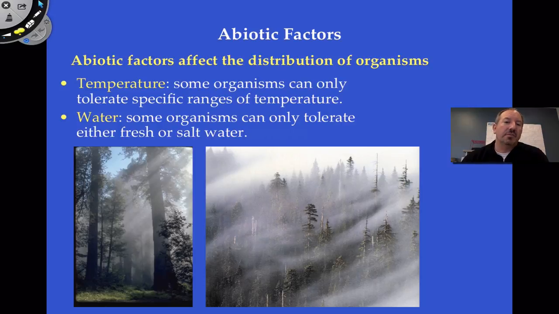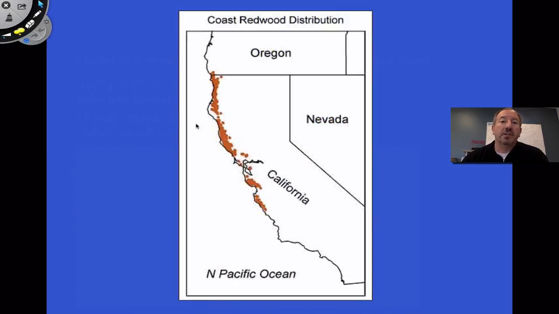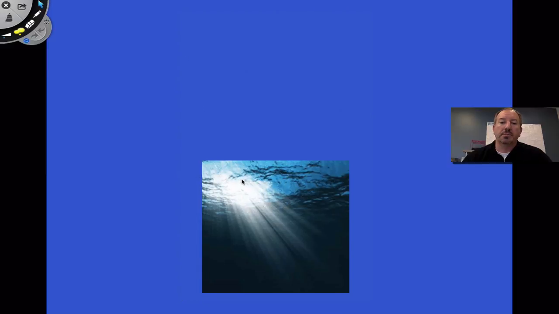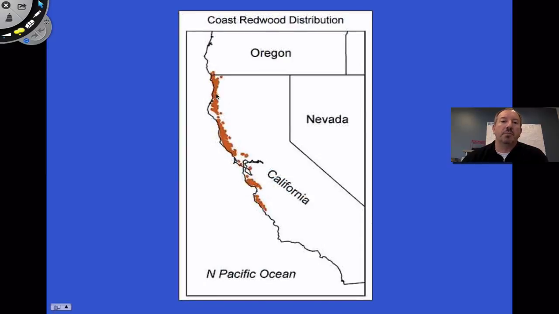And so, you know, some organisms prefer salt water and fresh water. So these are abiotic factors as well. So if you look at this map of California, you can see that they're hugging along the coast right here. And so this is about, what would you say, about a 500-mile range. Let me go back to that. But not more than maybe 30 to 40 miles inland at that. And so fog is a very important abiotic factor that's helping the redwoods survive.